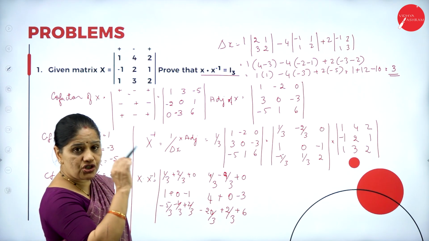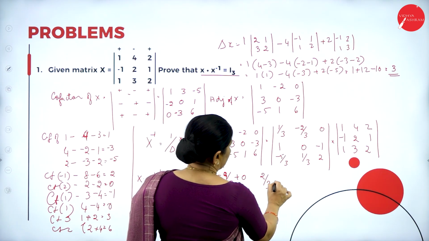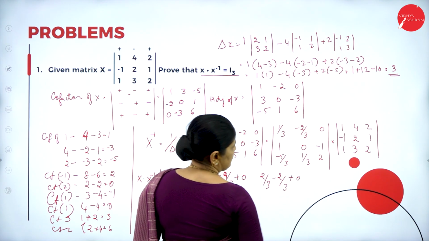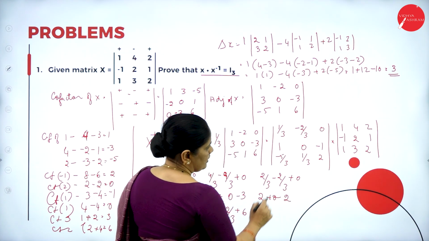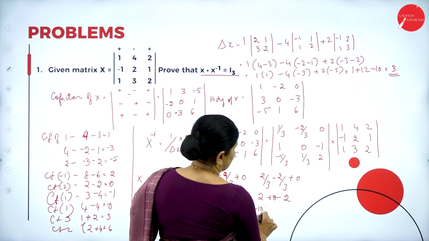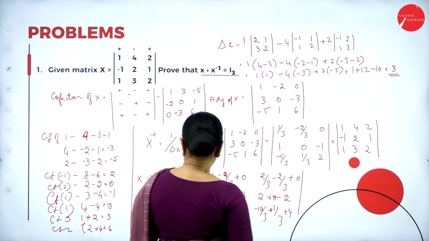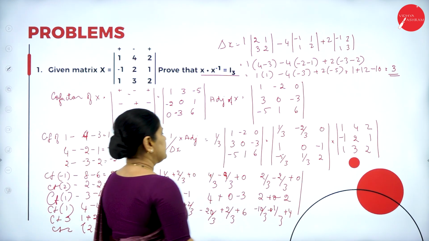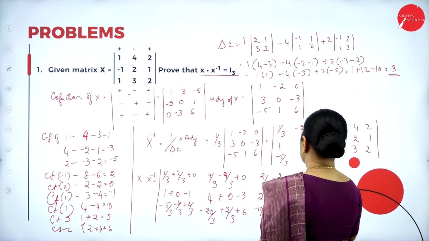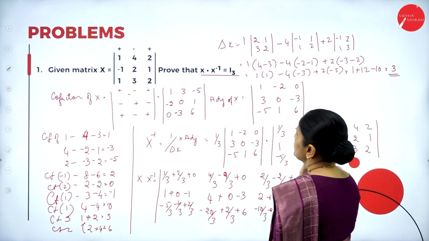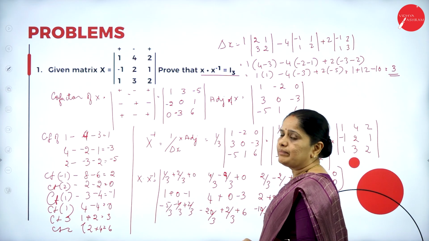Next, again first row, last column, 1 by 3 into 2 is 2 by 3 minus 2 by 3 plus 0. 1 into 1 is 2 plus 0 minus 2. Minus 5 by 3 into 2 is minus 10 by 3. 1 by 3 into 1 is 1 by 3 plus 4. So when we simplify all this, we get the answer as 1 0 0 0 1 0 0 0 1. So this is the identity matrix. So we have proved that x into x inverse equals 1 by 3.